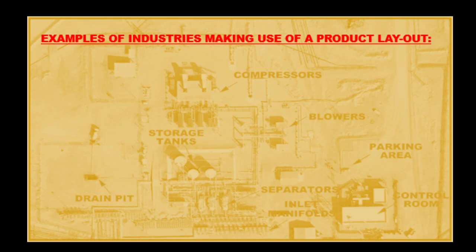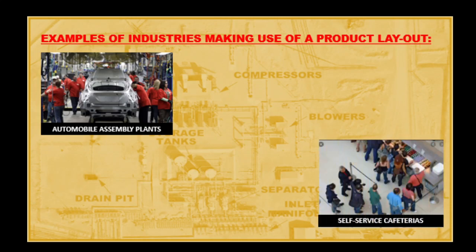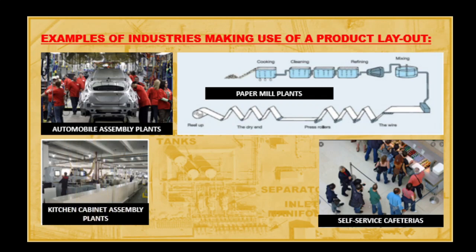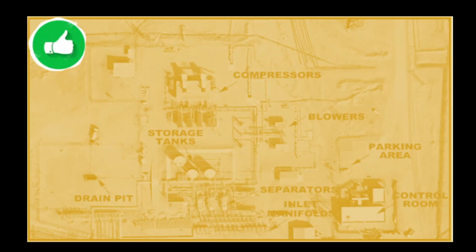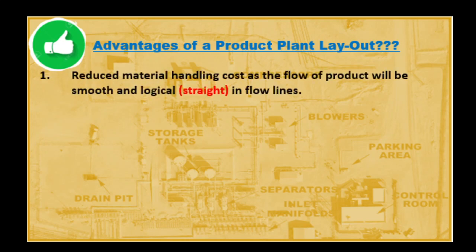So examples of industries making use of a product layout. In this case, we have automobile assembly plants, self-service cafeterias, paper mill plants, kitchen cabinet assembly plants, then last one, loan application process. So kung makikita natin ito, it is characterized by a straight line assembly process. So advantages of a product plant layout, basahin ko na lang, no?